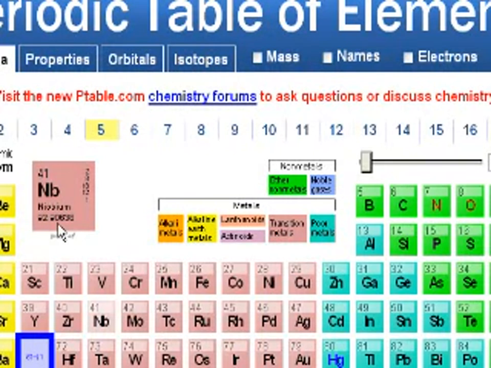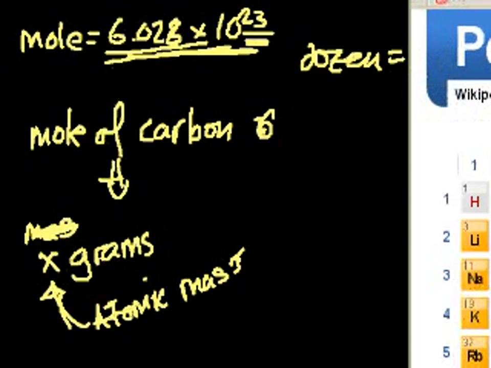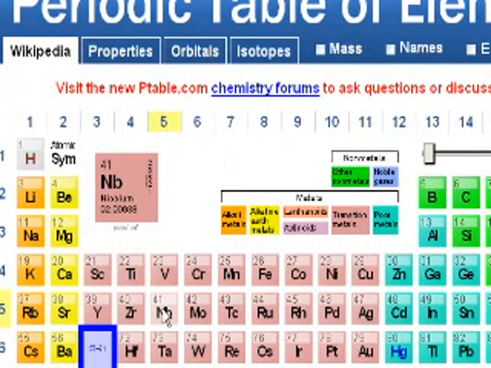So if we had a mole of niobium, 6.022 times 10 to the 23 of niobium, it would have a mass of about 93 grams. So that's pretty easy. You look at any element, let's say chromium. We see its atomic mass is roughly 52. So if I have a mole of it, roughly 6 times 10 to the 23 of it, that much will have a mass of 52 grams.